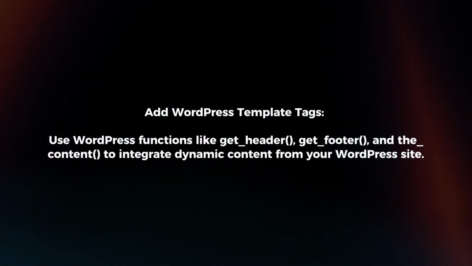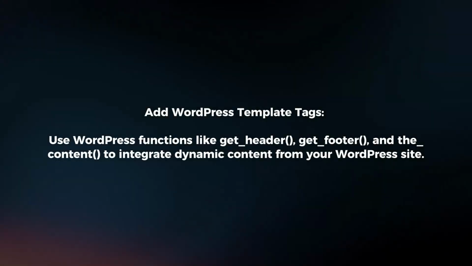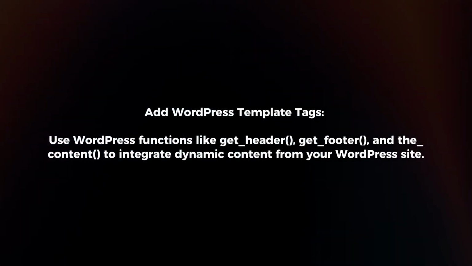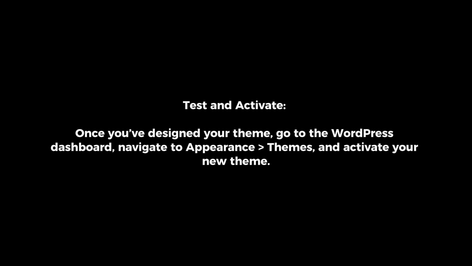Add WordPress template tags. Use WordPress functions like get_header, get_footer, and the content to integrate dynamic content from your WordPress site. Test and activate. Once you've designed your theme, go to the WordPress dashboard, navigate to Appearance, Themes, and activate your new theme.